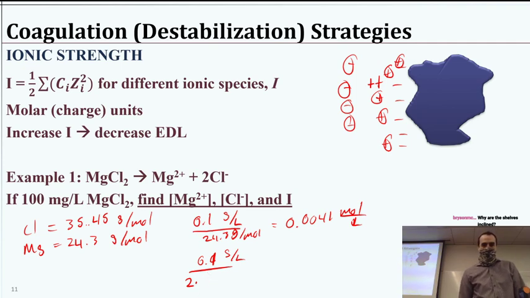Actually, that's probably the wrong place to put it. We're going to have 2 moles of Cl- per 1 mole of MgCl2. Then we can multiply that by the 0.1 grams per liter, which is 100 milligrams per liter, divided by the 35.45 grams per mole.